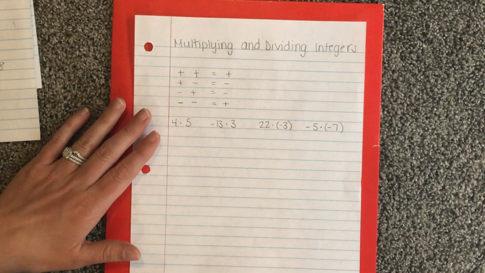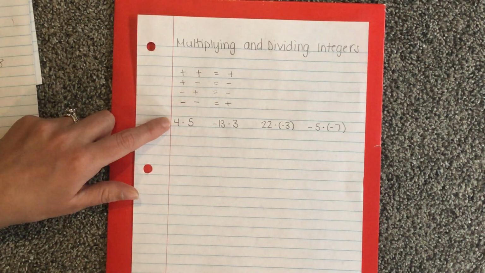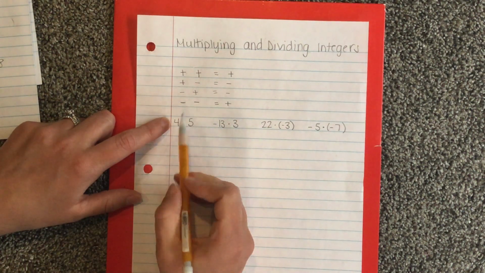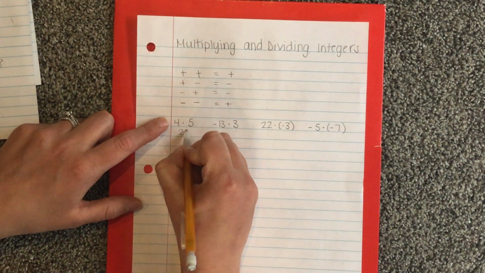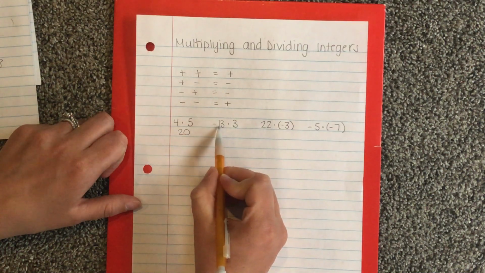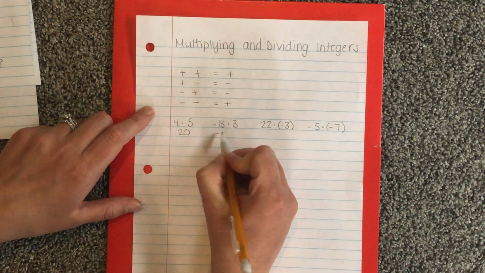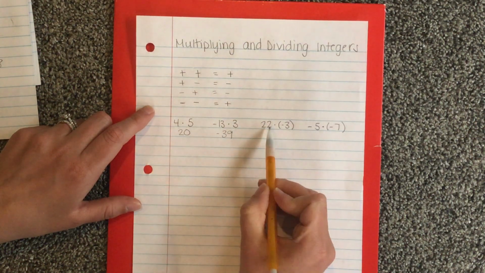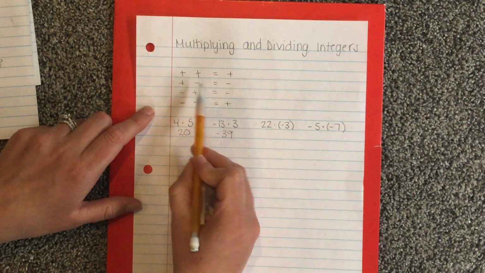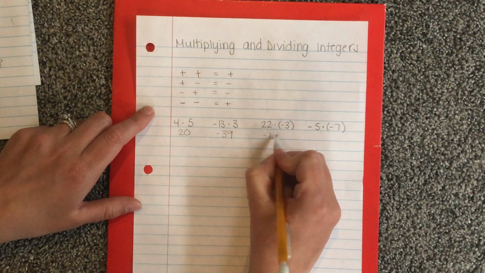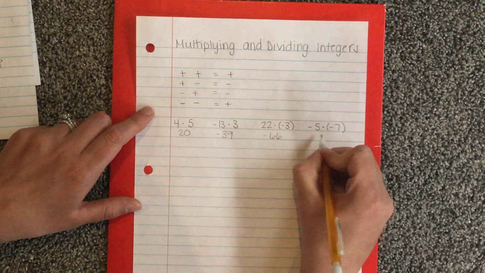Remember that the multiplication dot means multiply. This is a positive and positive. You already know this answer. This is 20. Or you could look at the chart. A positive times a positive is a positive answer. Here we're multiplying a negative and a positive. A negative times a positive is a negative. Now we're multiplying a positive times a negative. So a positive times a negative is a negative. And a negative times a negative is a positive.